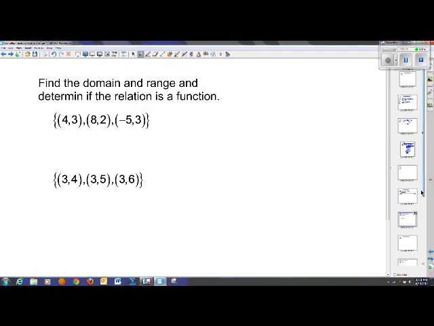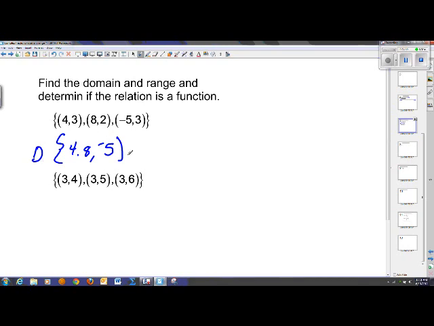Let's move on. So here I have some relations for you. These relations are sets of ordered pairs, and I want to know what the domain and the range is for each of these, and then I want you to tell me if each of these are a function. So the domain, in this case, is the set of all x's. Well, that's just 4, 8, and negative 5. That's my domain. My range is the set of y values. So that's 3, 2, and 3.